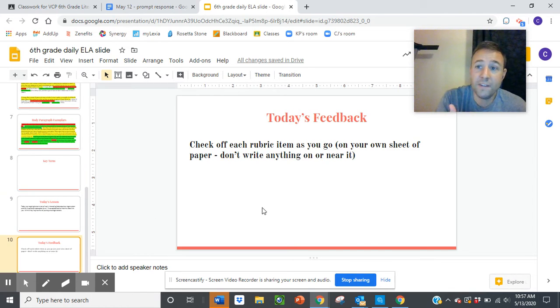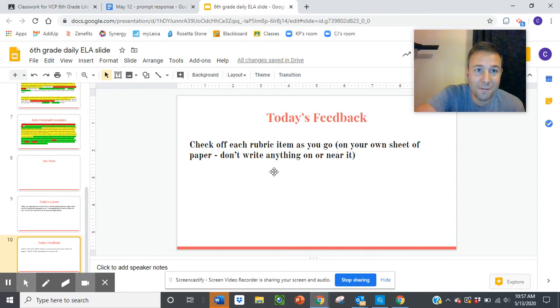My feedback is just like yesterday's. Make sure that you're checking off each rubric item. I changed it a little bit, but use the rubric as a checklist to make sure that you're hitting on everything that you're supposed to hit on. I wrote check off feedback. Check off each rubric item as you go on your own sheet of paper.